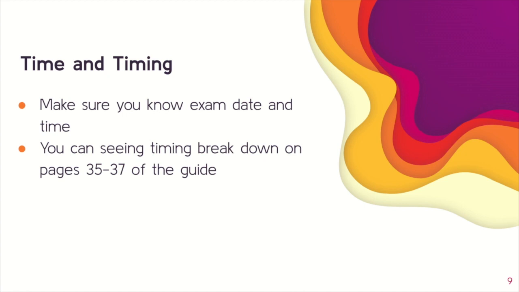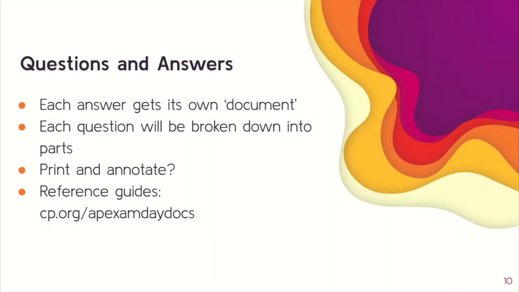If you're in history or English, a social studies or an English course, you'll just have one question. If you're in any other subject, you'll have 2 questions. Each answer is going to get its own document. So again, if you're in English or social studies, that'll just be one document you're submitting. If you're in any of the other subjects, you'll actually have two separate documents, one for question 1 and one for question 2.